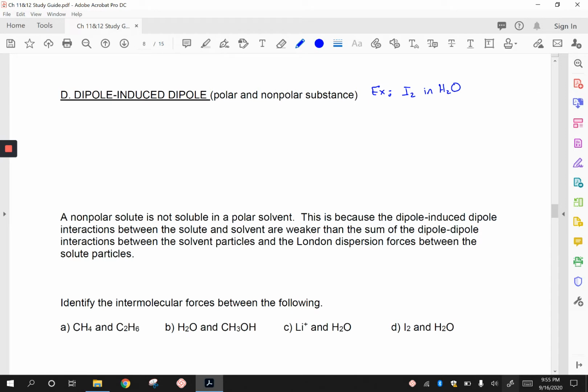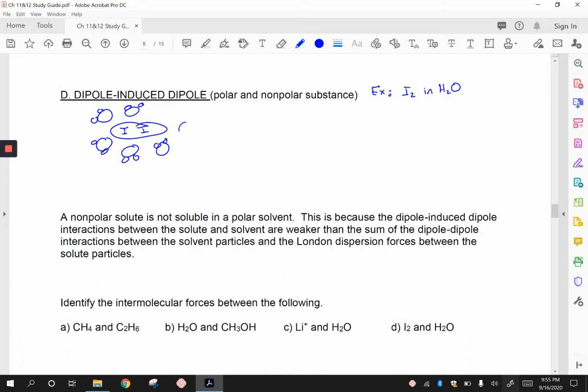So here's what happens. If I have an iodine molecule here, and it is surrounded by water, right? Water particles are kind of randomly moving around it.